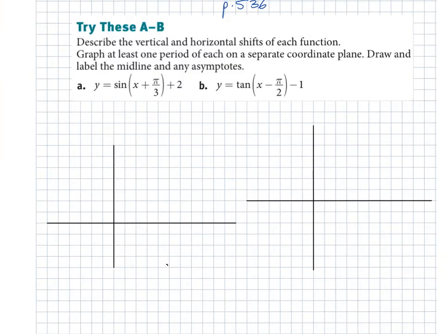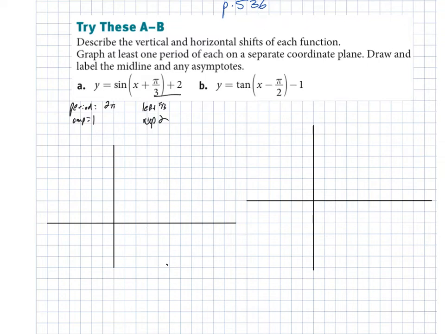Okay, so how do we apply these left, right, and up and down shifts? As I look at this, I'm going to ask, what is my period? What is my amplitude? All those different things. So for sine, the period is 2 pi. There's no number in front, so my amplitude is 1, going up and down 1 from my new shifted axes. And then this is to the left pi over 3, and then up 2 for these shifts here.